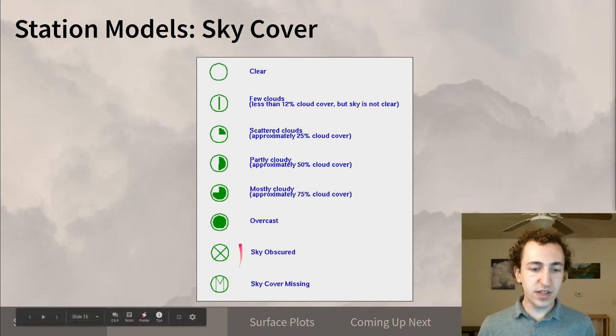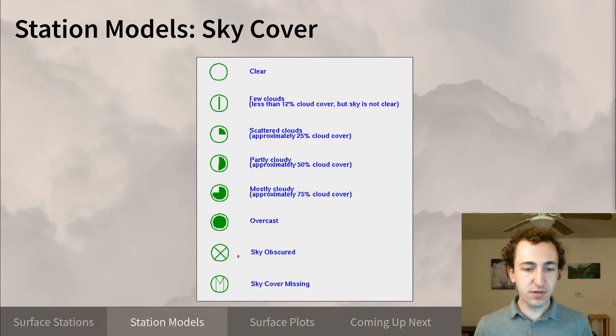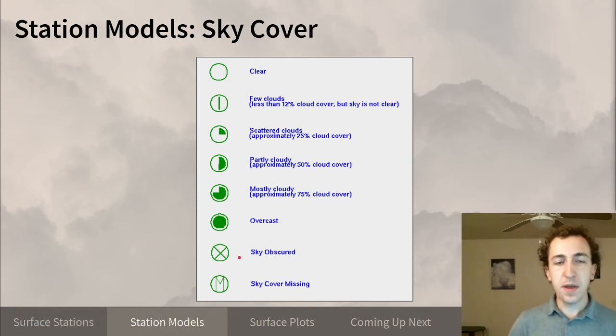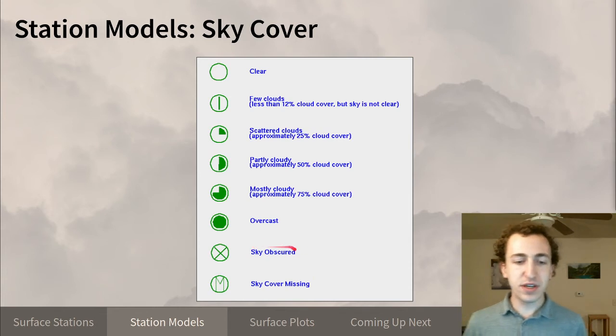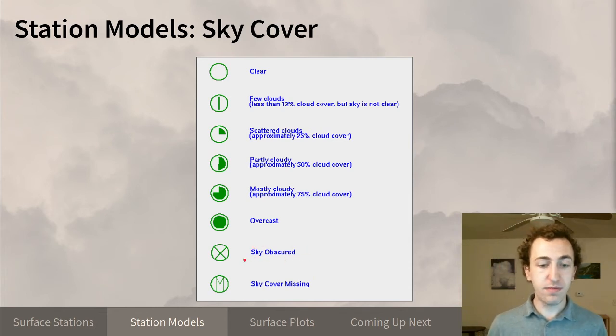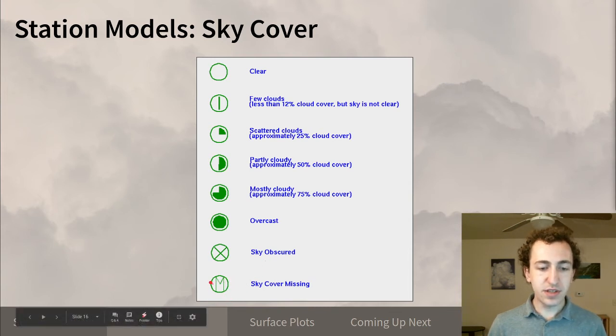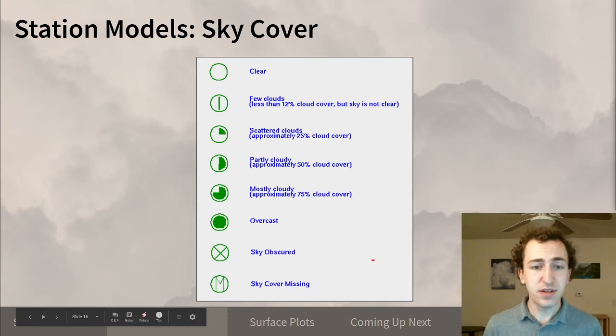There's also these 2 ones that you'll see sometimes depending on the system that's used. Sky obscured means that it wasn't able to make a cloud cover determination because of, say, fog or some other way where the sky was actually obscured. A lot of times you'll see also an M instead, where it just couldn't make a valid measurement due to instrument failure or some other random issue.